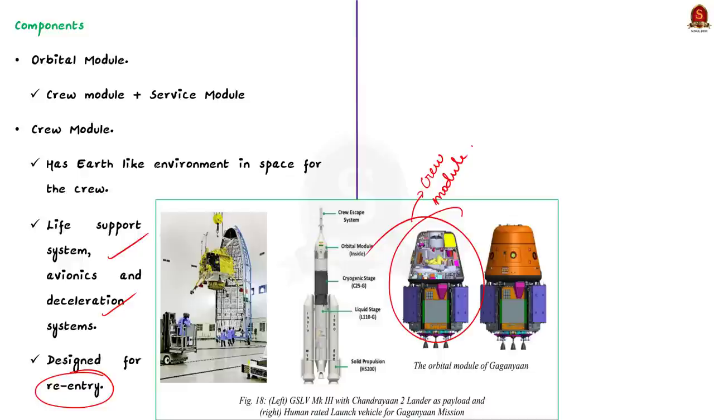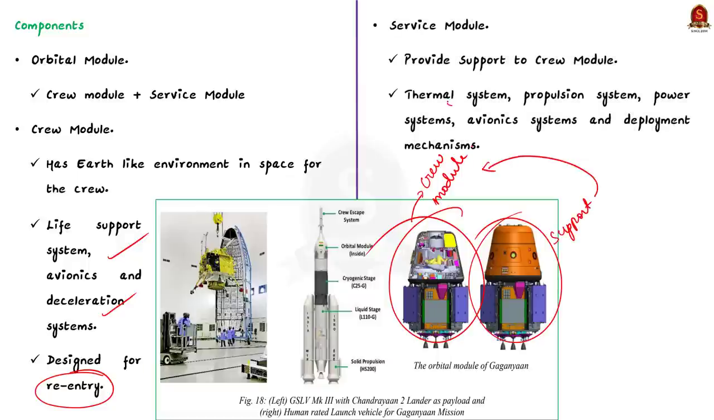The service module will be used for providing necessary support to the crew module while it is in orbit. It contains thermal system, propulsion system, power systems, and deployment mechanisms. It remains attached to the crew module until the mission's end. So this crew module and service module are the important components of this mission.